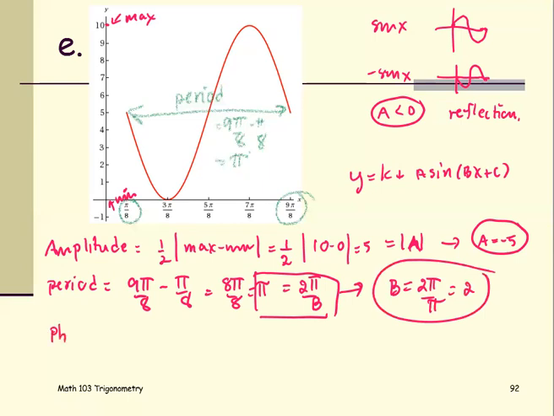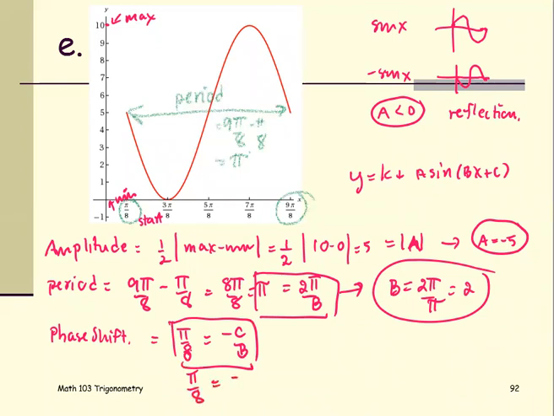Next one, the phase shift, or the beginning point of the graph. The beginning point of the graph occurs at pi over 8. So this is pi over 8. And the formula that we use to compute is negative c divided by b. Since b is 2, pi over 8 equals negative c divided by 2. And then we're going to solve for c. C equals negative 2 pi over 8, or negative pi over 4. Now we've got A, B, and C.